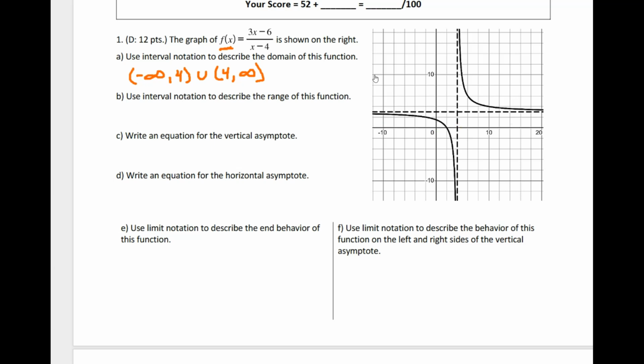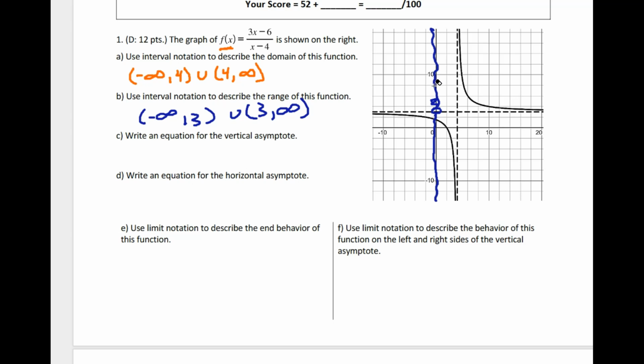For part B, we want to describe the range of the function. The range of the function includes everything except the value where the horizontal asymptote is. In this case, that's equal to 3. We can see that because the ratio of the x terms is 3, and also we can see that in the graph here. So we would write this as negative infinity to 3. That's all of these y values right here, and union 3 to infinity. That's everything above the asymptote right there. The only thing it doesn't include is y equals 3.